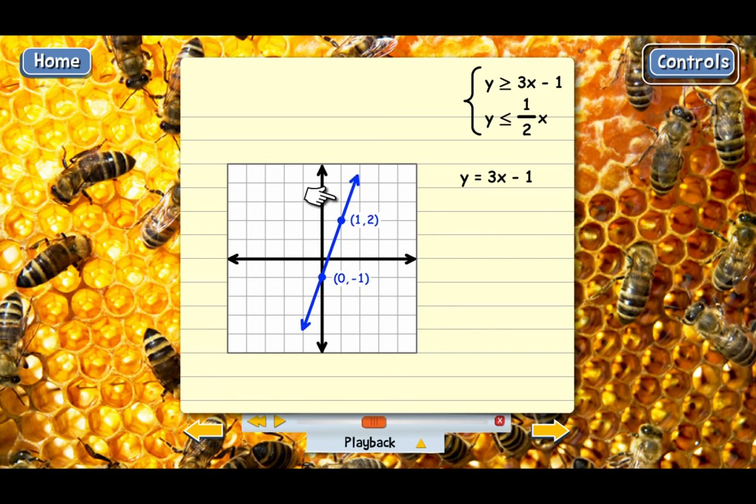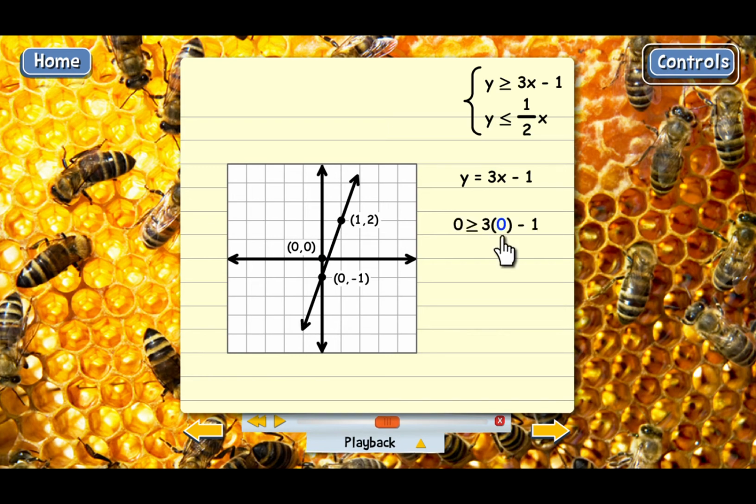Now that we've graphed the line, we need to determine which side of the line is going to be shaded to show where the solution area lies. Remember, the way we do that is by picking a point on one side of the line or the other, and then plugging it into the inequality to see if it comes out with a true value or a false value. The easiest point to plug in, as long as it's not located on the line, is always 0, 0. And in this case, 0, 0 is not on the line, so we're going to use that.